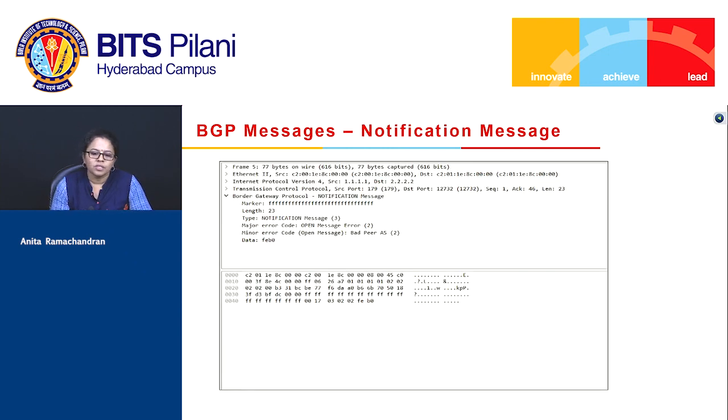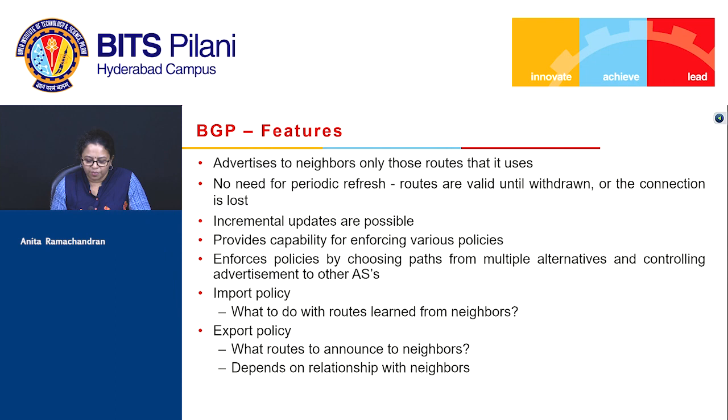Now, the other message is a notification message, which is used to end a BGP session. For example, in this particular Wireshark capture, one BGP speaker has sent an open message to the other one. However, the other BGP speaker has not liked the open message for some reason. So it is sending a notification message saying open message error, and it's a bad peer AS. So it is tearing down the session with the BGP speaker. Now, there are other types of messages. The update message feature we'll see later.